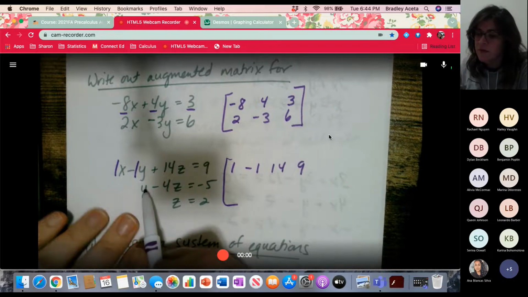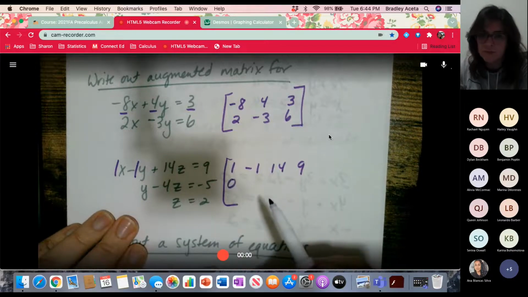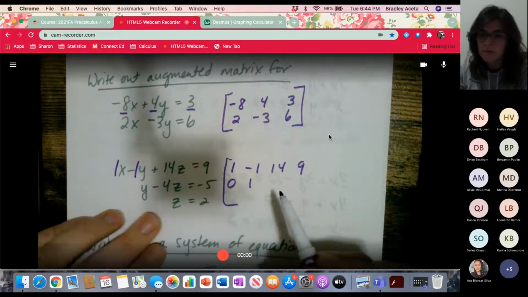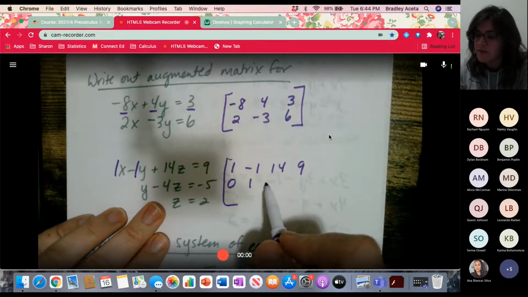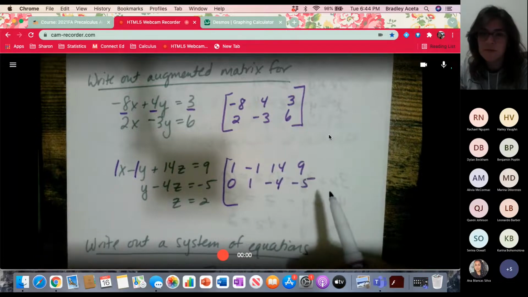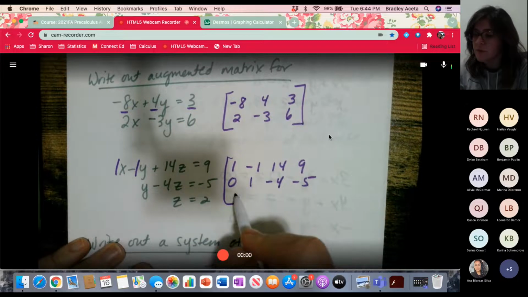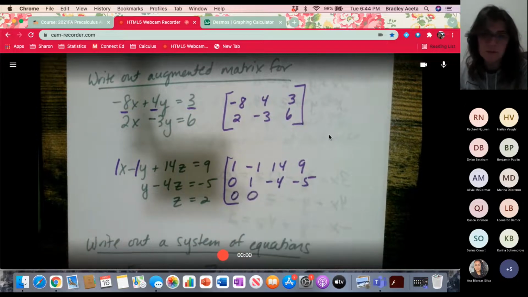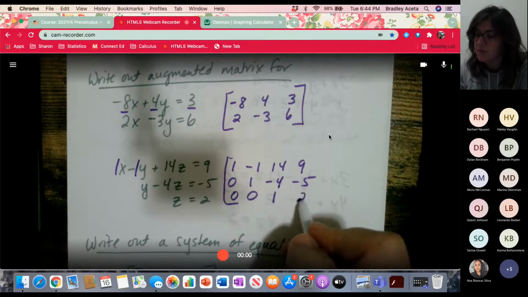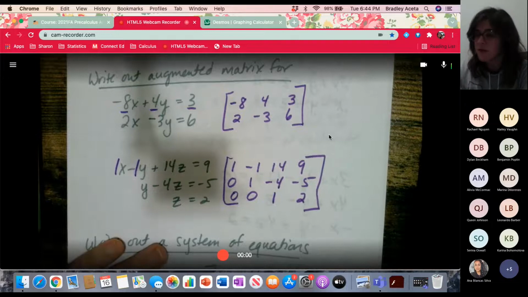Now in the next row, you don't have an X, so you put 0 here. But you do have a Y, which is 1. And then you have a Z, which is -4. And then -5 is what it equals. On this last row, you don't have an X or a Y, so you put 0 and 0. But you do have a Z, which equals 2. And that right there is the augmented matrix.